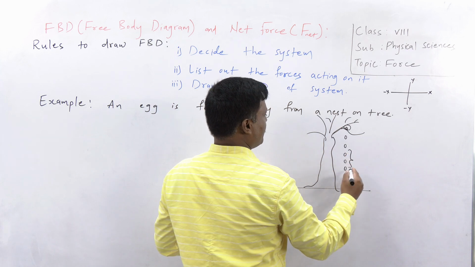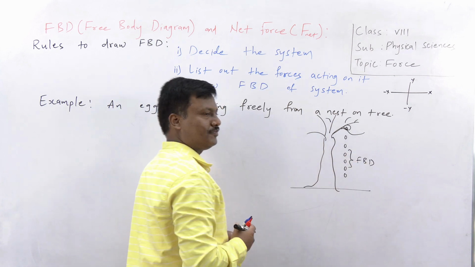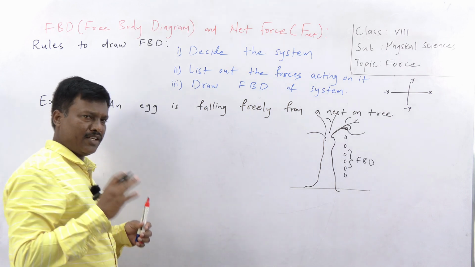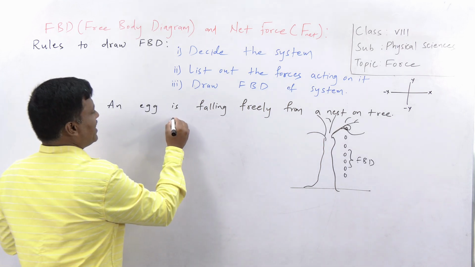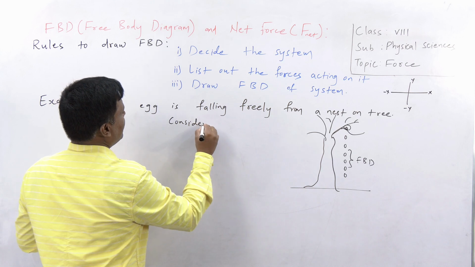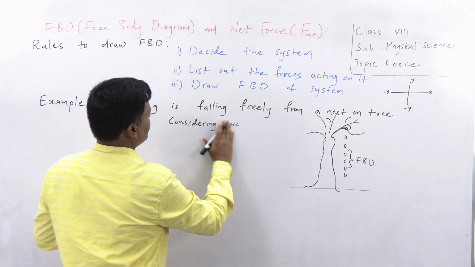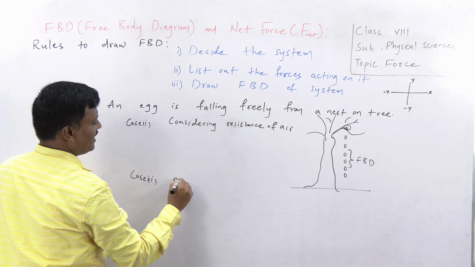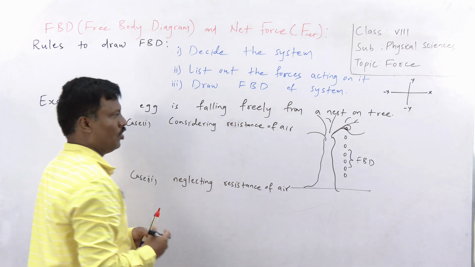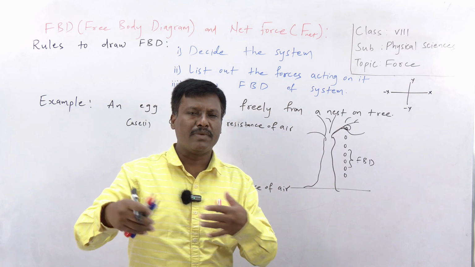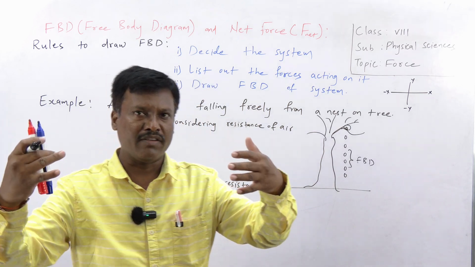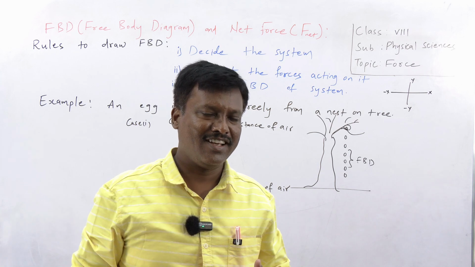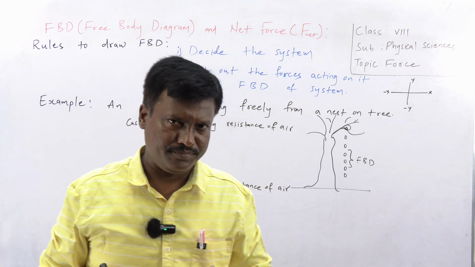So in this case, we have to draw the free body diagram. Okay, I hope you understand. Right, just imagine here 2 cases are there. Case 1, considering the force of resistance of air. Case 2, neglecting resistance of air. Okay, so generally what happens when you ride a bicycle? Whenever some wind blows opposite to you, your cycle slows down, right? Because this air exerts some force on you, right?